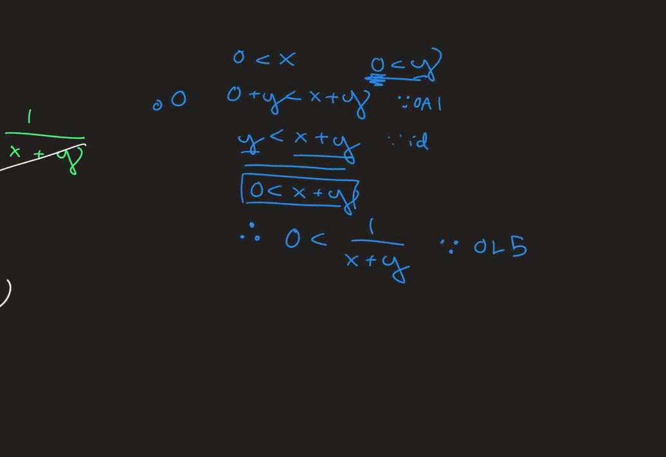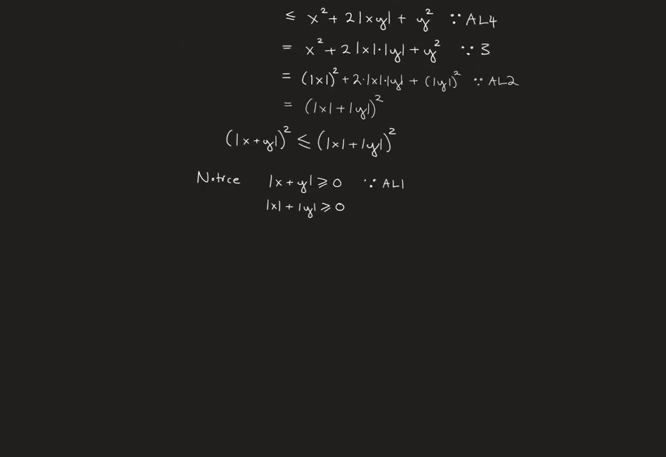Look at that right there. If x is bigger than 0 and y is bigger than 0, it doesn't matter. In this case, we had the absolute value of x and the absolute value of y. Follow this logic, and you'll get to the exact same result right here, that the absolute value of x plus the absolute value of y is also bigger than 0. So why am I even mentioning this? It's a good question.